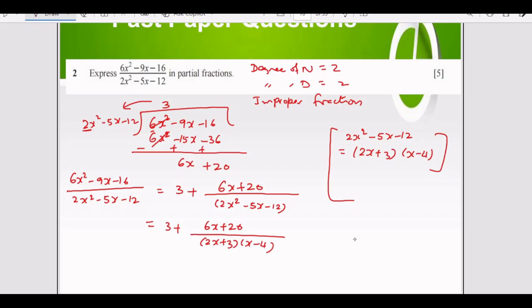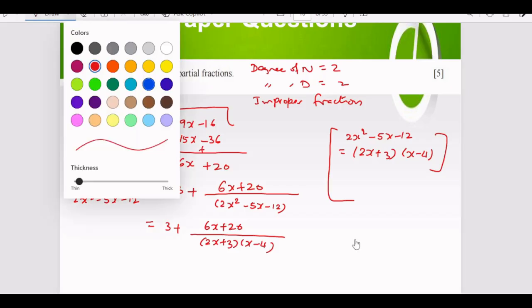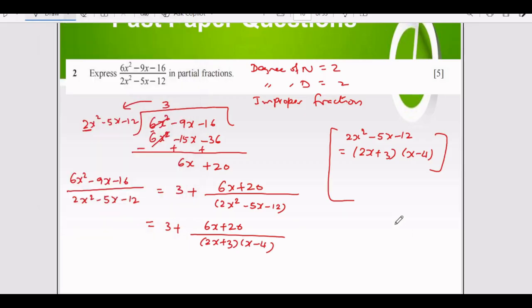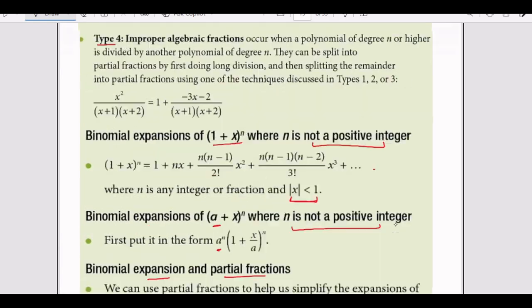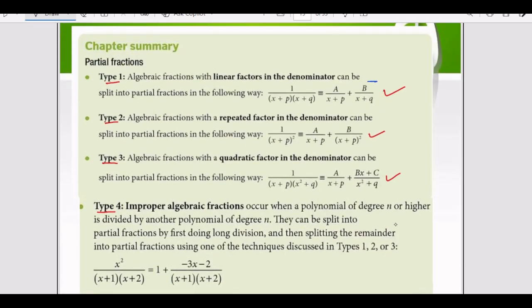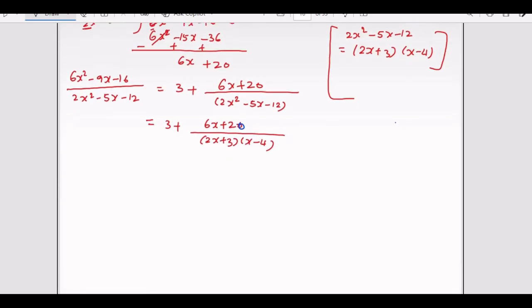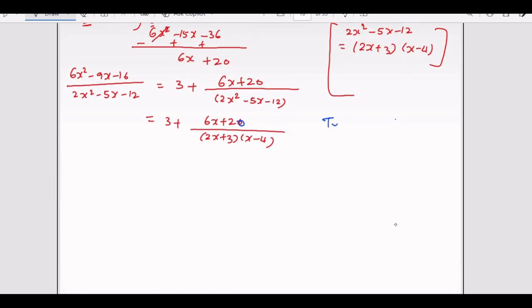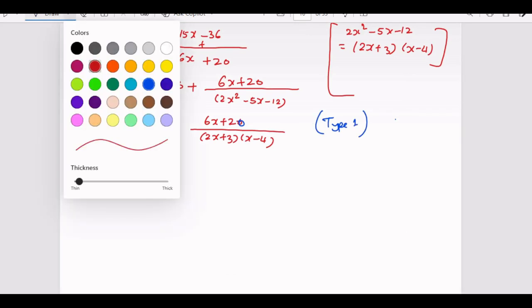This is splitting on the second part. So now if you see here, let me go back. We have a linear part in the numerator, and in the denominator we have two factors. So this is of type 1. If you see, this is of this type, so we will be using this. So this is a type 1 partial fraction, right? Then we can split into this again.